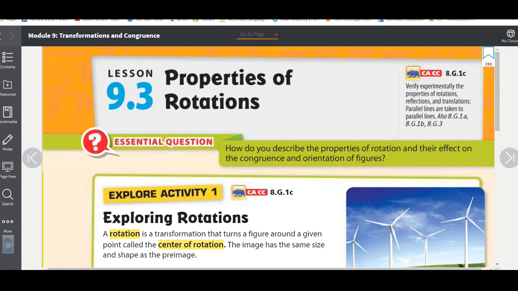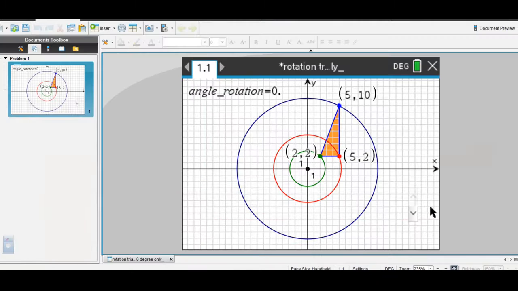Let's go back to our handy dandy Inspire calculator here, and we can see what I showed you in the last video. We have this triangle in quadrant 1. I have added the coordinates of each of the vertices. So you can see the blue vertex is at 5, 10, the red one is at 5, 2, and the green one is at 2, 2.